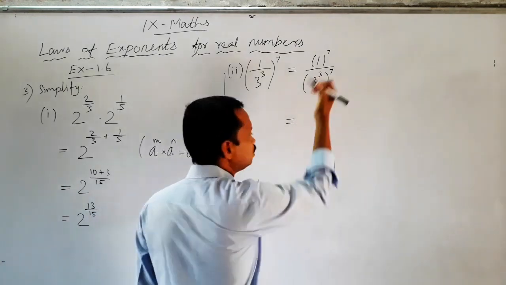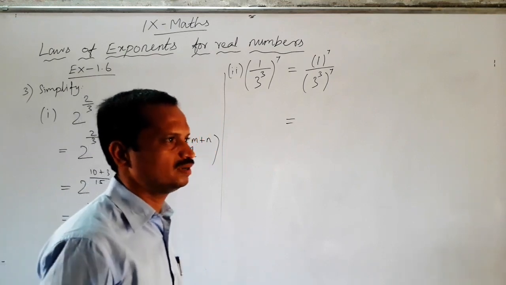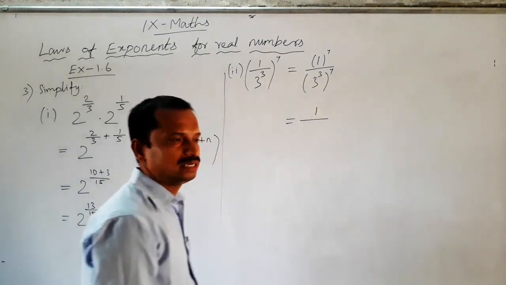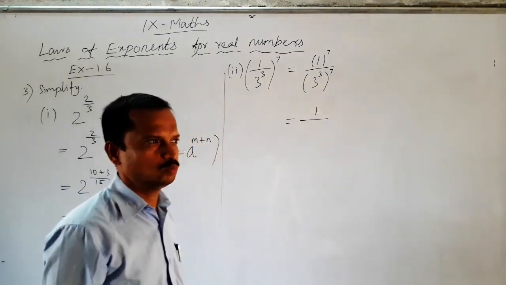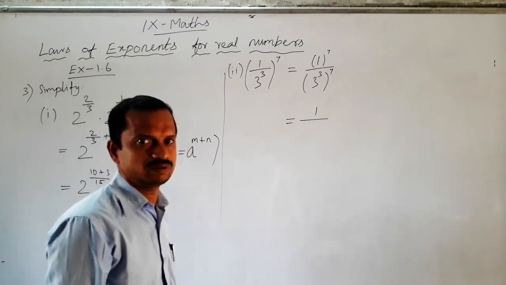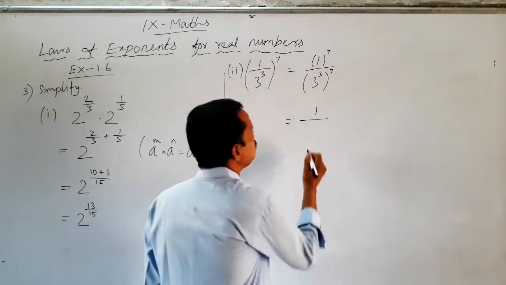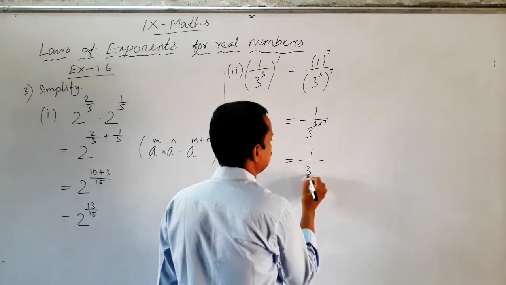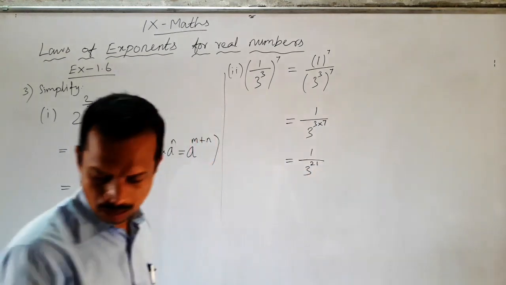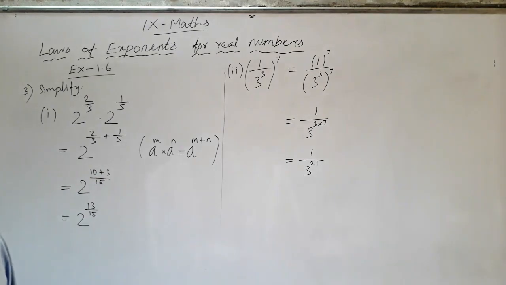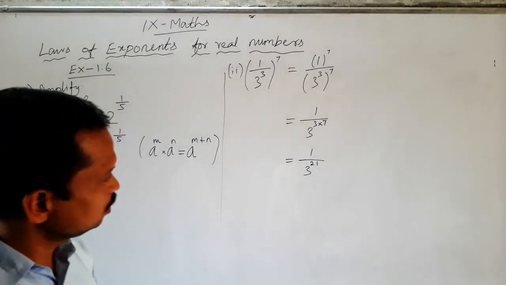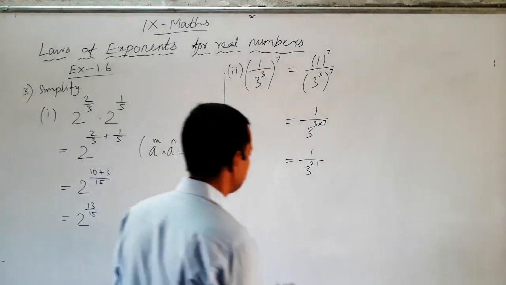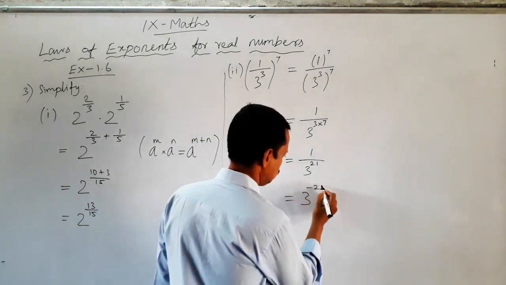Then what you get? 1 to the power 7 means 1 to any power is 1 only. So you get 1 by, here in the denominator, 3 cube whole power 7. So power to the power, into power. So what you get? 3 to the power 3 into 7. Am I right? So this is nothing but 1 by 3 power 21. Clear? And if we want this in the straight form without the numerator and denominator, then we can write this as 3 to the power minus 21.